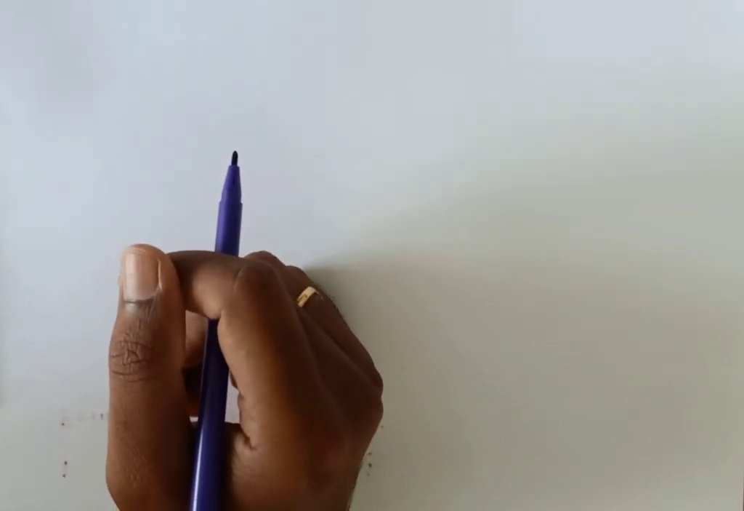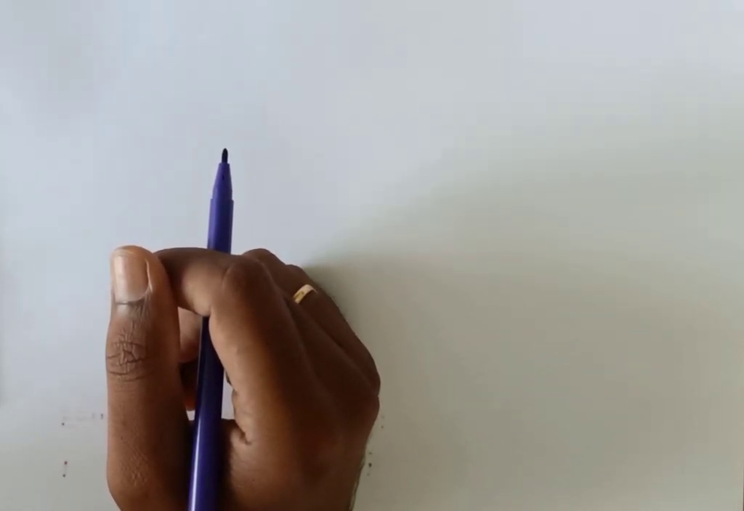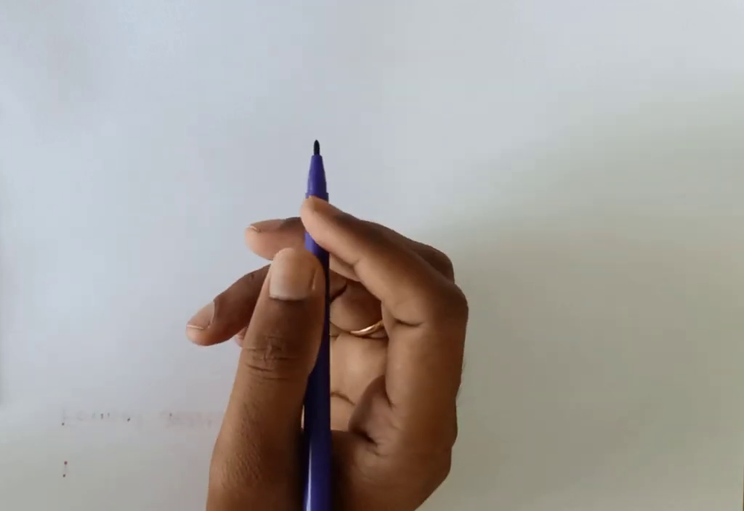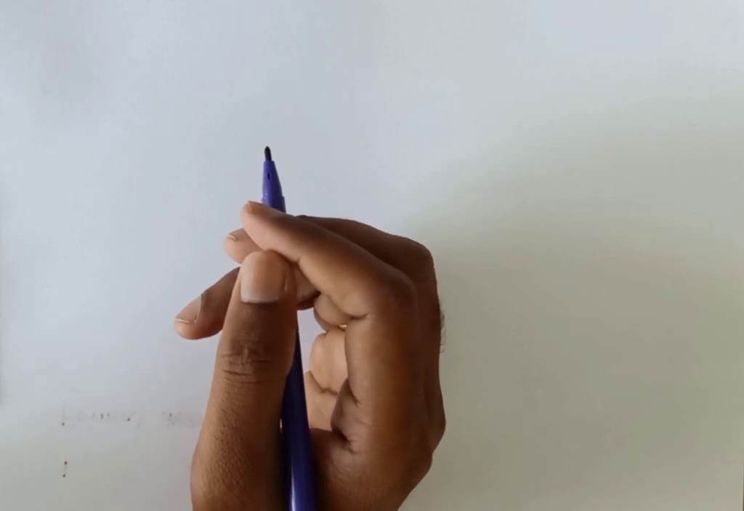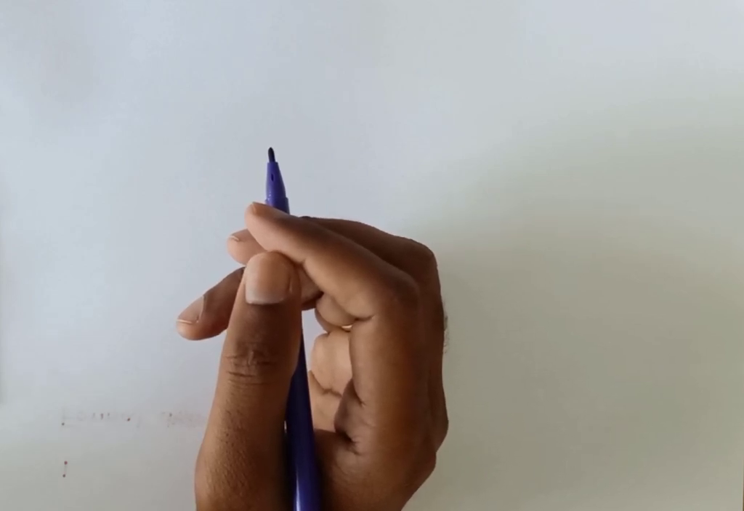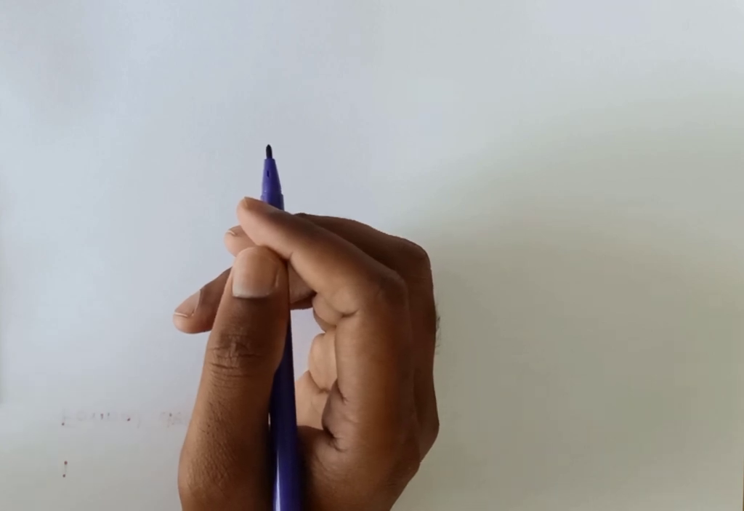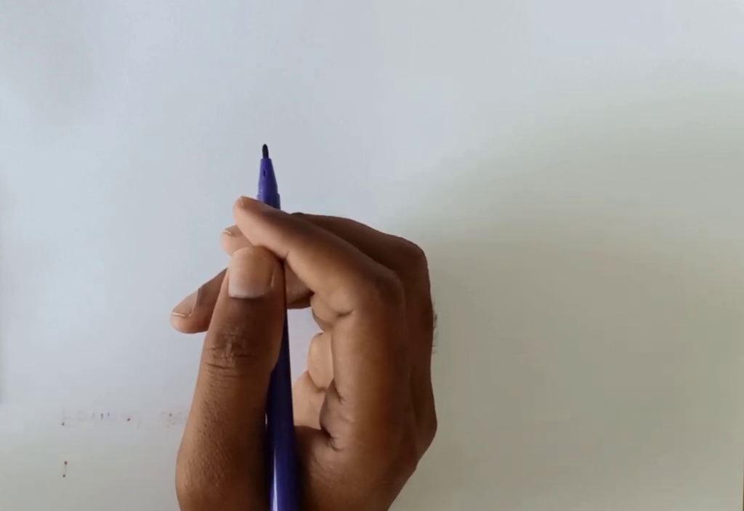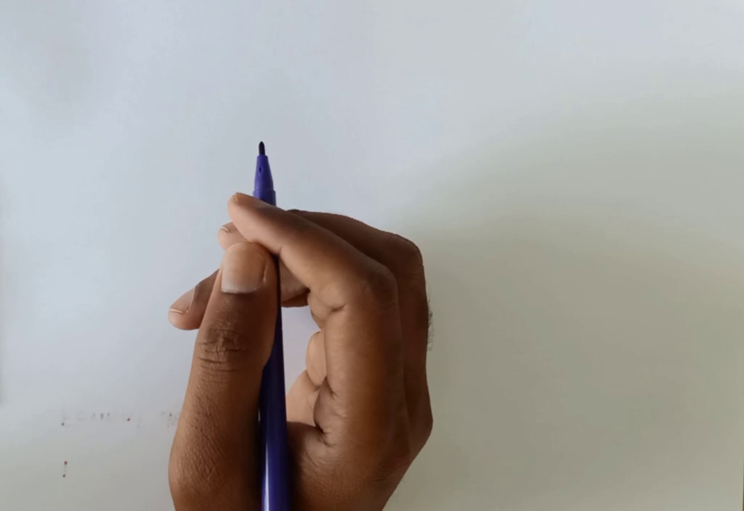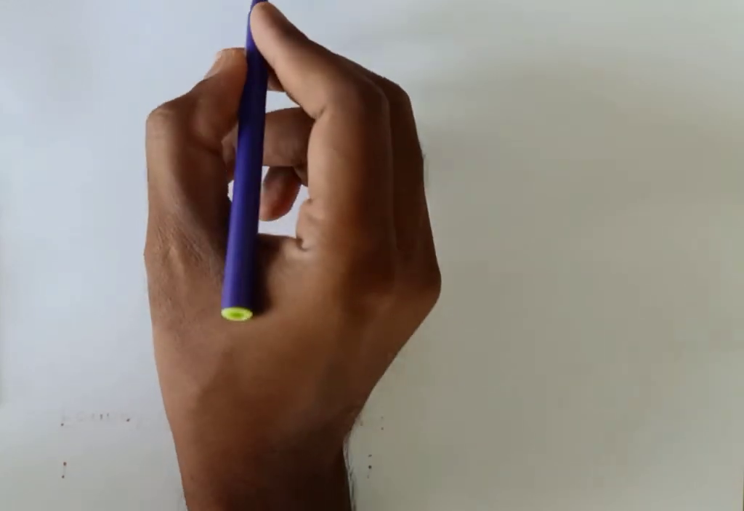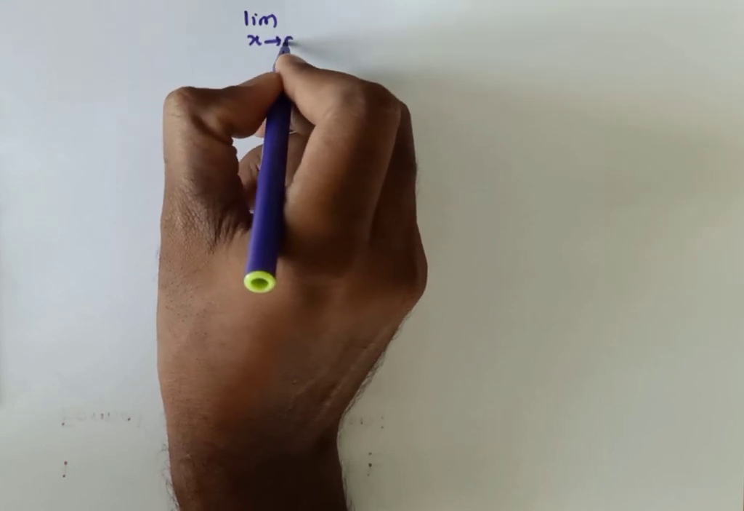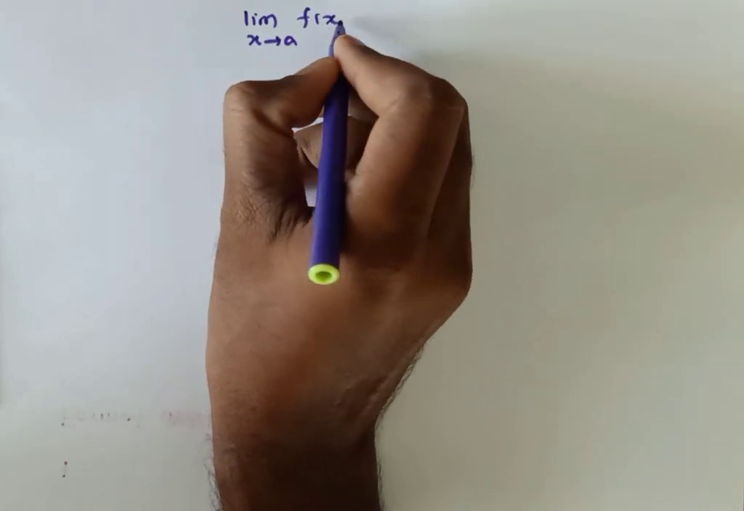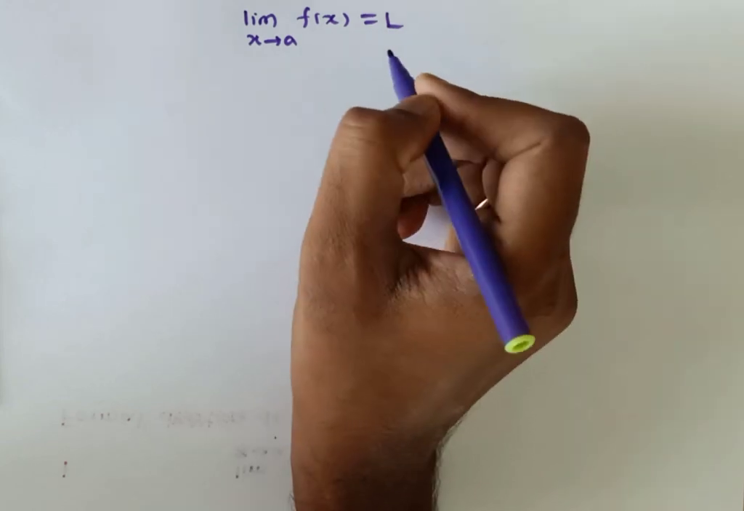Dear students, in this lecture we are going to discuss the formal definition of a limit and the properties of limits, or we may call them the rules for finding limits. As we know, the informal definition of a limit from the previous class is: the limit as x tends to a of f of x is some L.